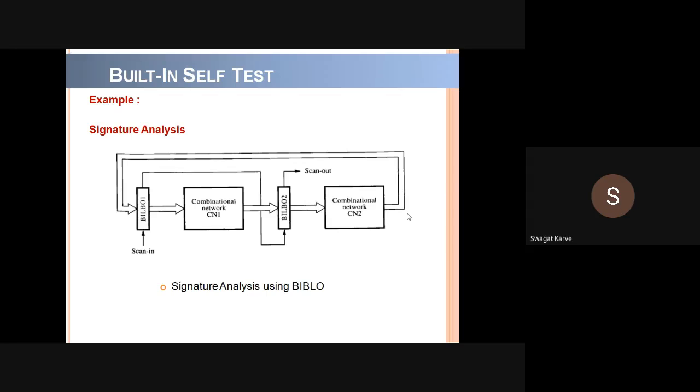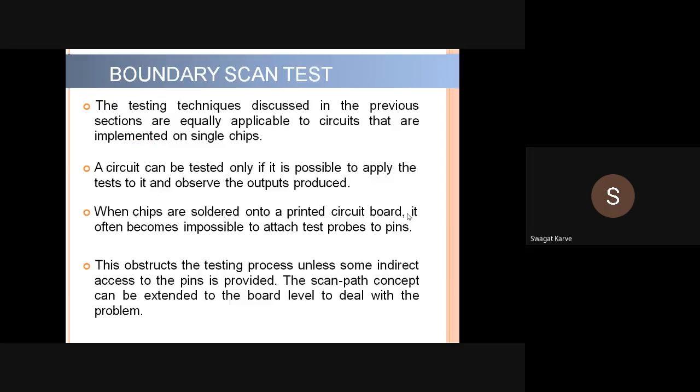Now, this is all about the built-in self-test circuit. Okay, so three main techniques we have discussed. First one is LFSR, that is linear feedback shift register. Then second one is built-in logic block observer, and third one is signature analysis. Right. So these are the main three techniques which can be identified as built-in self-test.